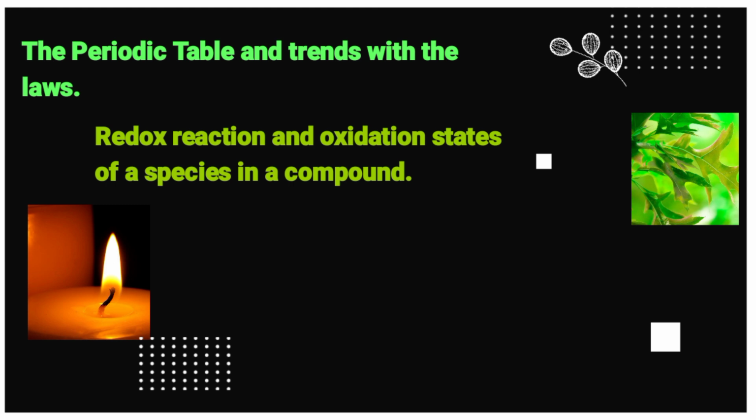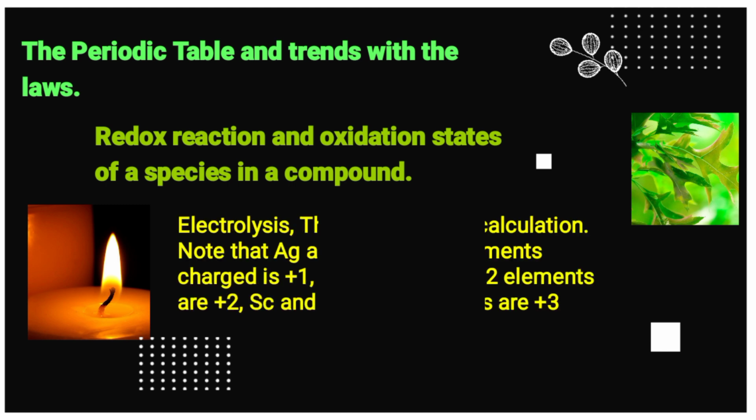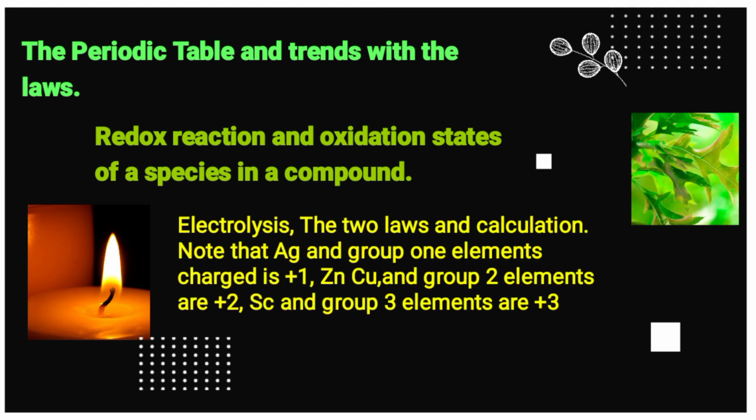You need to know that, and you also need to know how to calculate oxidation number or state in a compound. So you should know your electrolysis, define electrolysis, the two laws from Faraday, and how to calculate them. But there's just something I want you to note here. Know that silver and group 1 elements charge is +1. Zinc, copper and group 2 elements are +2.